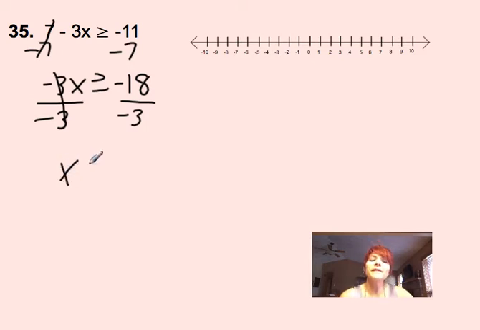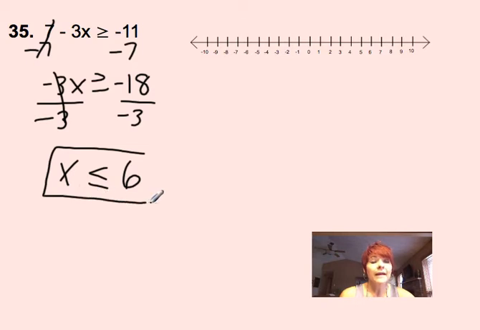Now here's where you always have to think a little bit. Did I divide by a negative? And you got to think about it, it's what you divide by. So these right here, I divided by negative 3. When you do that, you have to flip the inequality symbol. So that turns into less than or equal to, and then 2 negatives make a positive, so this is going to be positive 6. So there's my answer, my solution to the inequality.